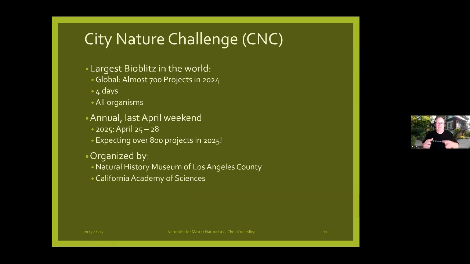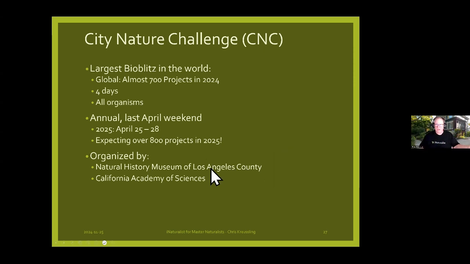iNaturalist is any living thing anywhere in the world, and that's what City Nature Challenge is. It could be underwater, it could be on top of a mountain, it could be flying, it could be in a chrysalis, whatever. Okay, it's the last weekend in April. This is the time of year when people are organizing their projects for next year. So you can get in on the ground floor of this.